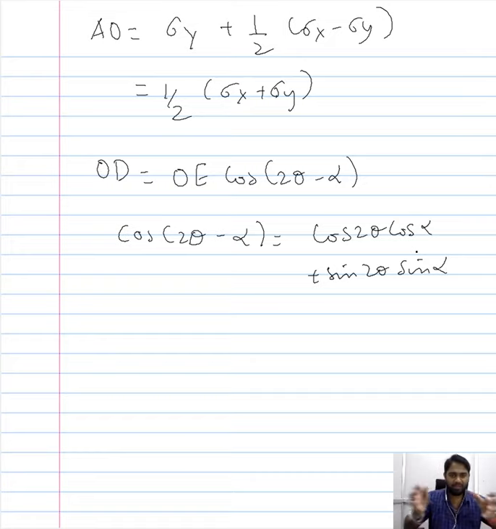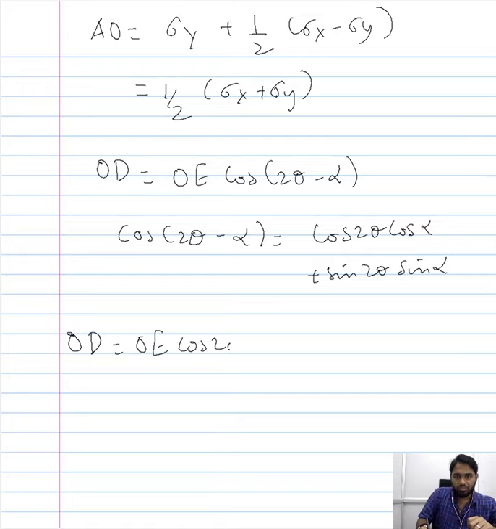You can expand this cos 2 theta minus alpha in this form, and when you substitute this expansion here, your OD would be OE cos 2 theta cos alpha plus OE sin 2 theta sin alpha.